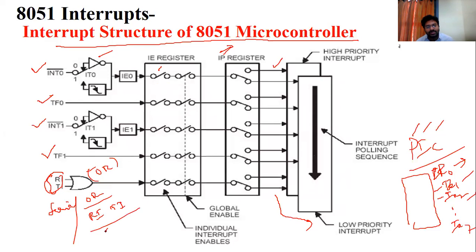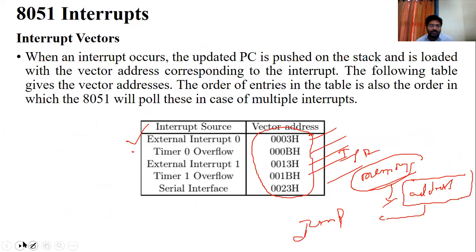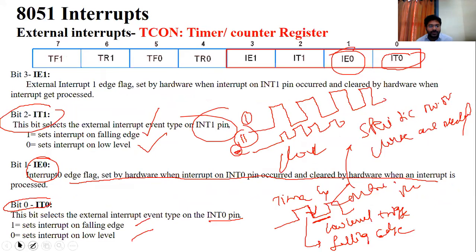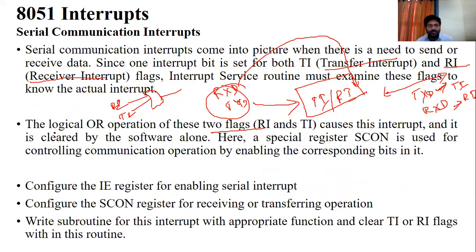With RI and TI as inputs: 0 and 0, the output is 0. 0 and 1, the output is 1. 1 and 0 is 1. 1 and 1 is 1. This is the OR operation. If any one of the inputs is true, the output is true. So if both are off, the output is off, and there is no serial communication. If any one is on, the output is also on. That is why we are using the OR operation.